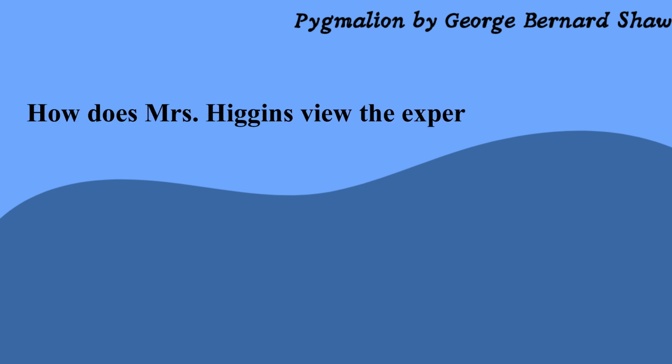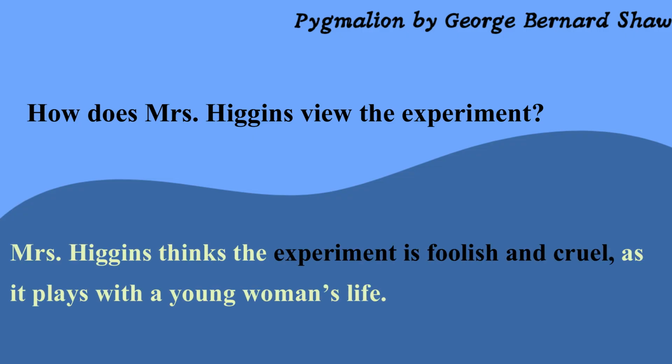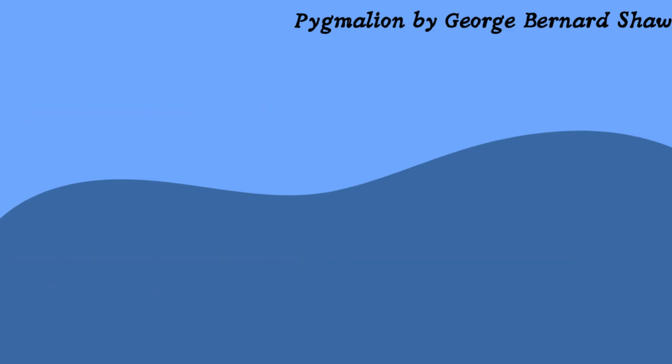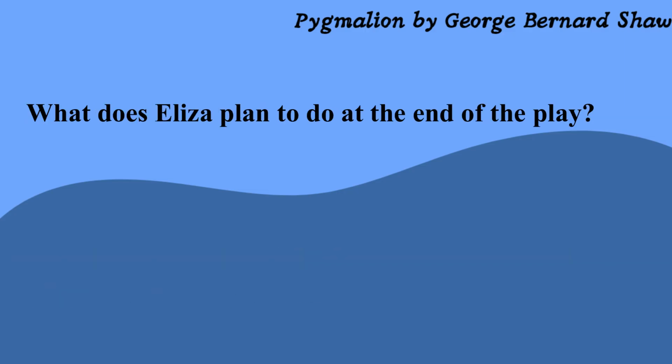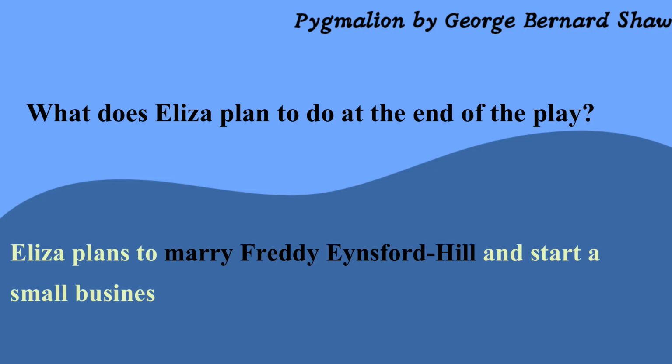How does Mrs. Higgins view the experiment? Mrs. Higgins thinks the experiment is foolish and cruel as it plays with a young woman's life. What does Eliza plan to do at the end of the play? Eliza plans to marry Freddie Ainsford Hill and start a small business, such as teaching phonetics.